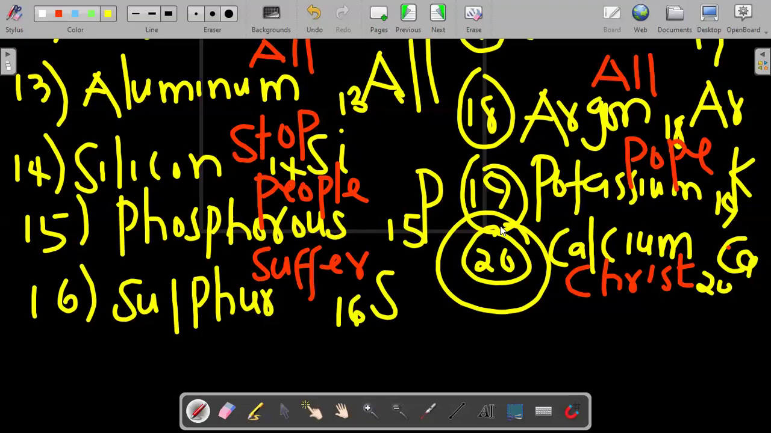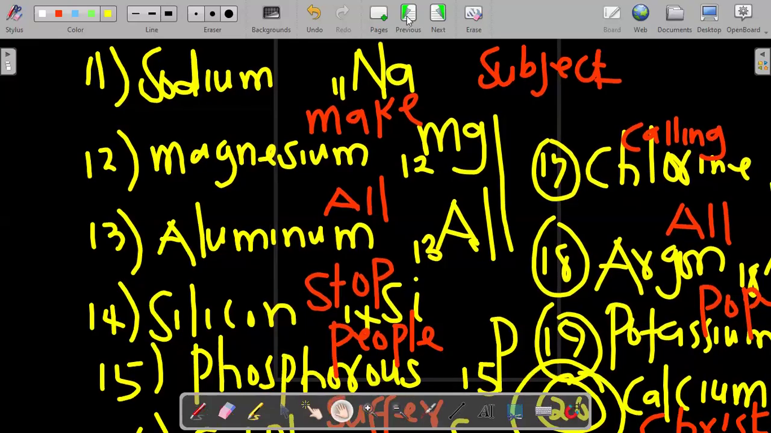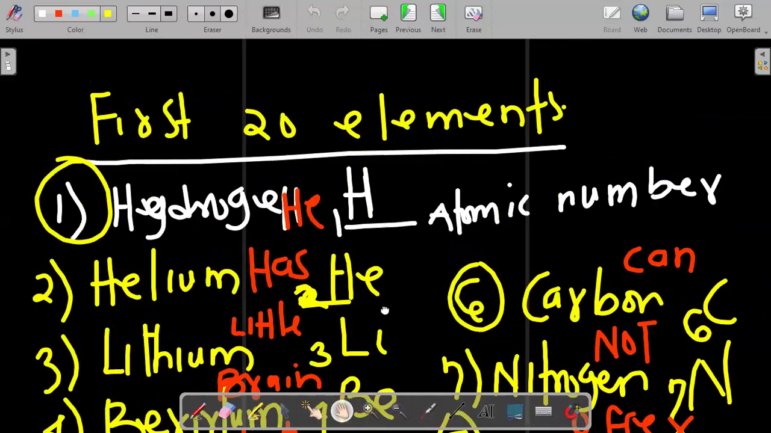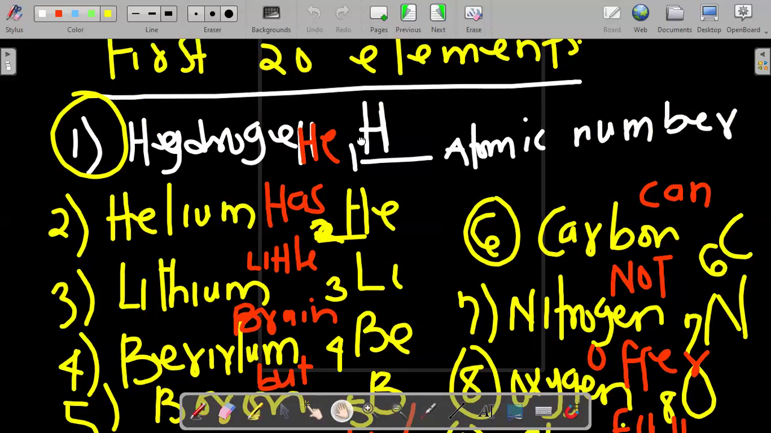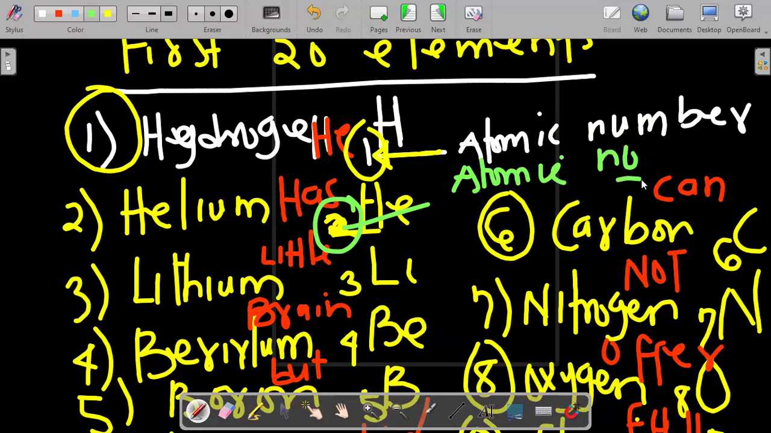From these first 20 elements, we have what we call the atomic number. The atomic number of an element represents the position of the element. For instance, hydrogen is the first element on Earth, so hydrogen is number 1. That is the atomic number of hydrogen. Then helium is number 2, the next element after hydrogen. This 2 is the atomic number of helium.